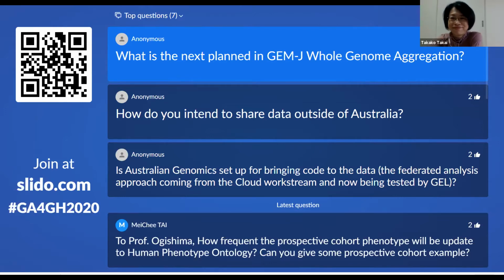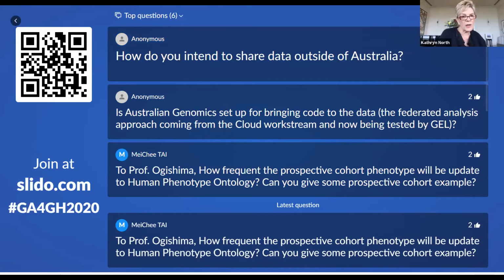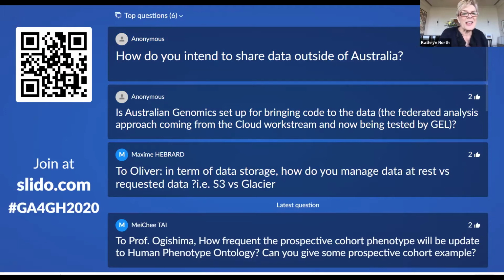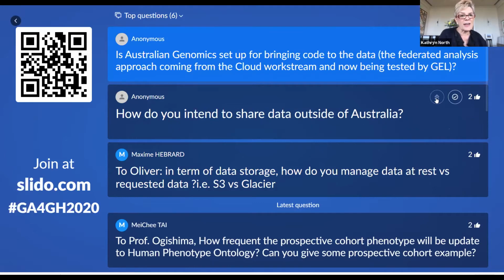Great, thank you. And a question to you, Oliver. Oh, it's disappeared. But we'll go to the second question. Is Australian Genomics set up for bringing code to the data, the federated analysis approach coming from the cloud workstream and now being tested by GEL?